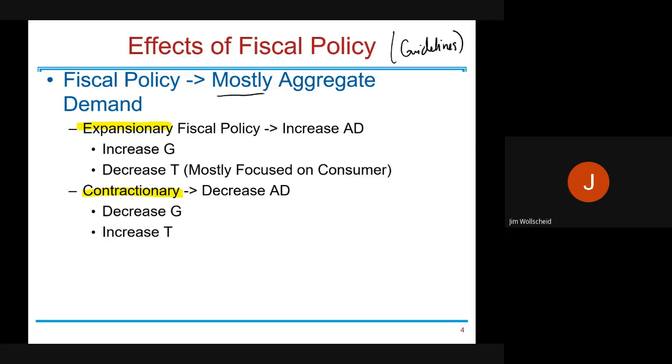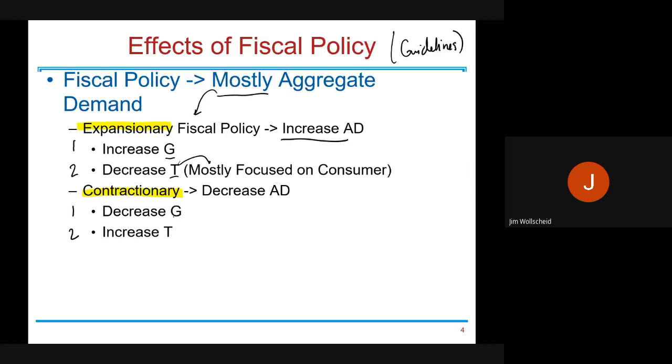Mostly, when we talk about fiscal policy, we're going to talk about how fiscal policy affects aggregate demand. And remember, fiscal policy is government spending and taxation. So if I want to expand aggregate demand, I'm going to do expansionary fiscal policy. I'm going to increase G or decrease T. And here when we talk about taxes, we're going to focus on taxes on the consumer.